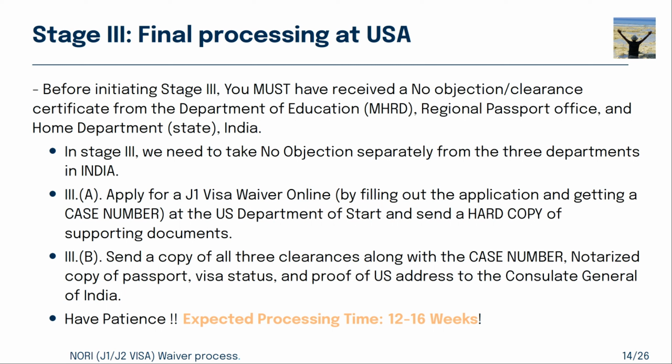So here, 3B: send a copy of all three clearances you have received from the MHRD, Passport Office, and Home Department, as well as the case number generated from the website of the USICS, and the notarized copy of passport, visa status, and proof of US address to the Consulate General. So remember, wherever you have to send documents, you have to send DS forms, visa, passport, right? This is very time taking. I will give you the actual picture. Whatever I'm showing in orange color is something different from our actual time.